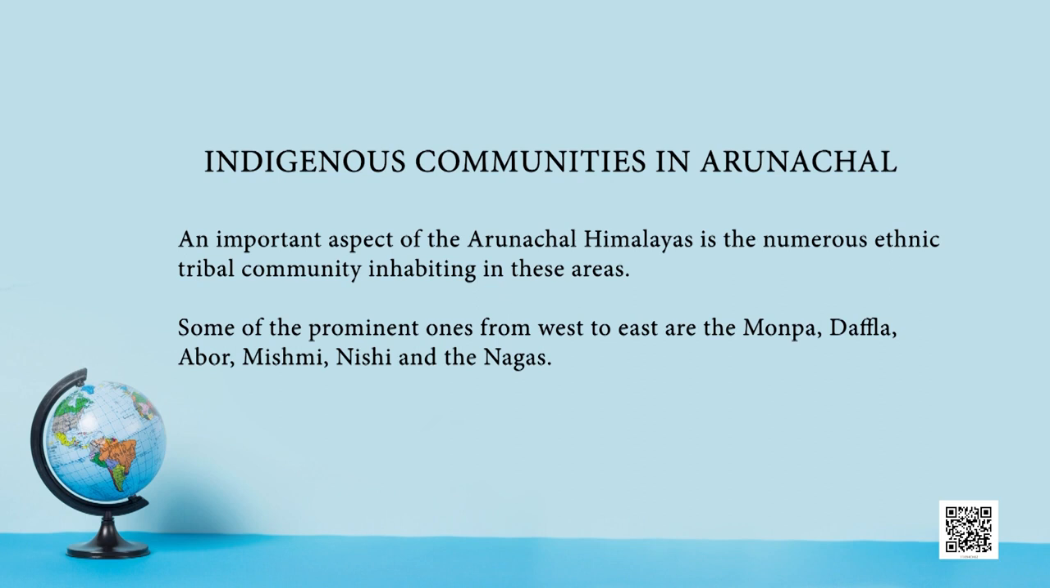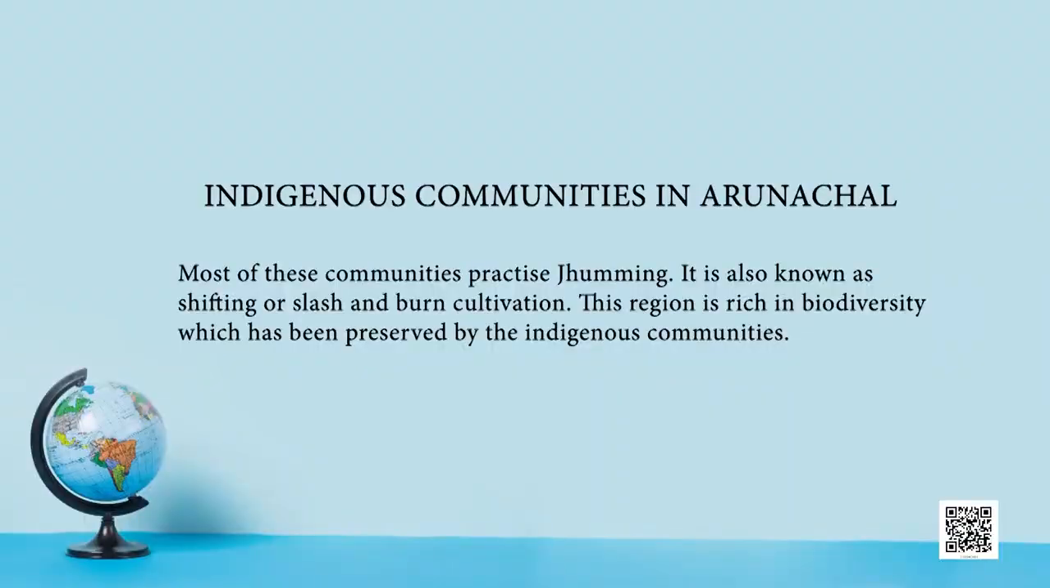Some of the prominent tribal communities from west to east are the Monpa, Dafla, Abor, Mishmi, Nishi and the Nagas. Most of these communities practice jhumming. It is also known as shifting agriculture or slash and burn cultivation. This region is very rich in biodiversity, which has been preserved by these indigenous communities, which is very commendable.